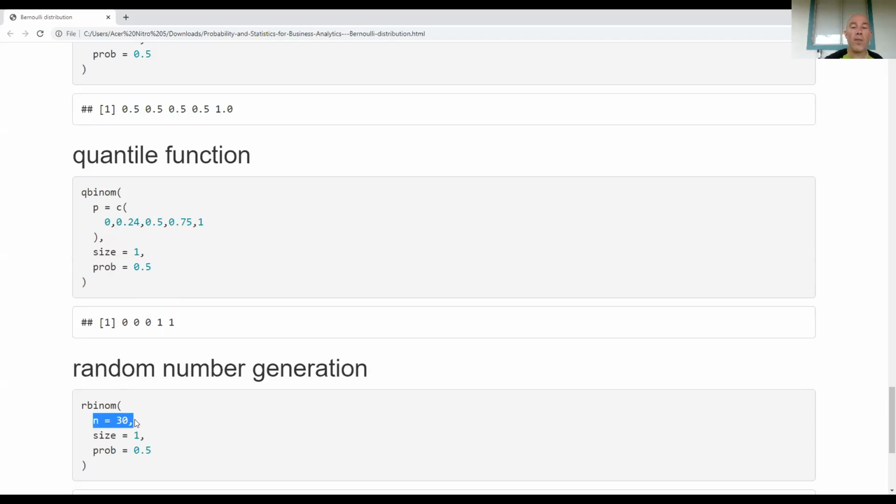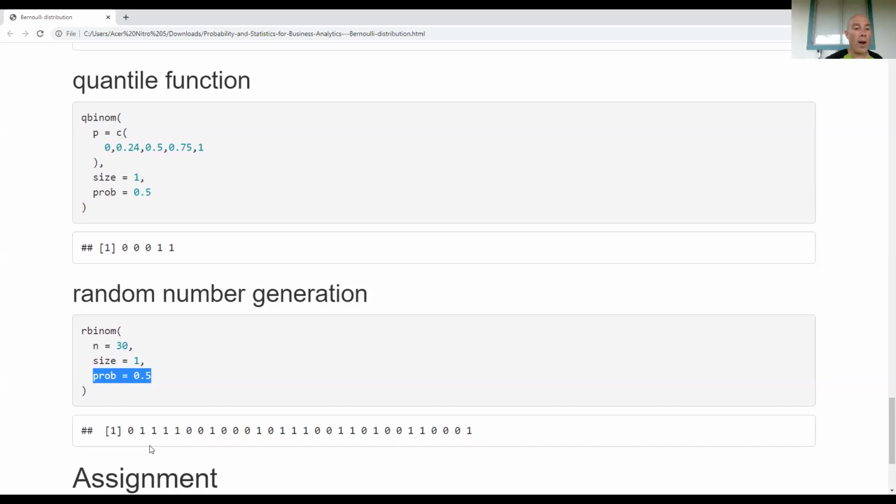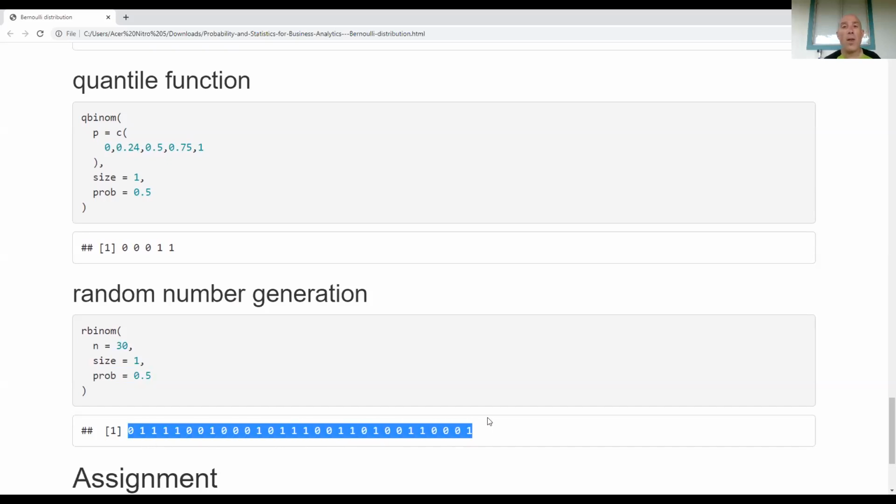Now for the random number generator, we're going to specify the number of observations we want. This once again says I'm doing a Bernoulli distribution, and then the prob gives me the probability of observing a 1. And so here I have a random number generation. I have 30 different zeros and ones. And so where can I use this? I use this in simulations if I want to verify what's going on, or there are other applications such as resampling data. Statisticians use random number generation quite a bit.